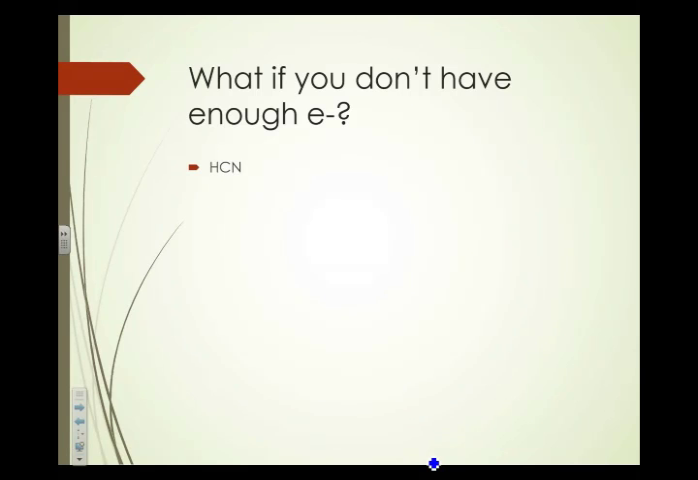So, what if you don't have enough electrons? Here's HCN. Let's start by summing up our electrons. Hydrogen gives me 1, carbon gives me 4, and nitrogen gives me 5, for a grand total of 10 electrons. My central atom here: hydrogen's never a central atom because it only makes 1 bond, so it can't be hydrogen. Carbon and nitrogen are my other choices. If I've got carbon in the compound, carbon's my central atom. So I'm going to put carbon in the middle and put the nitrogen and the hydrogen on either side.